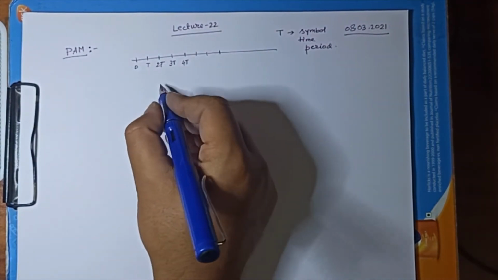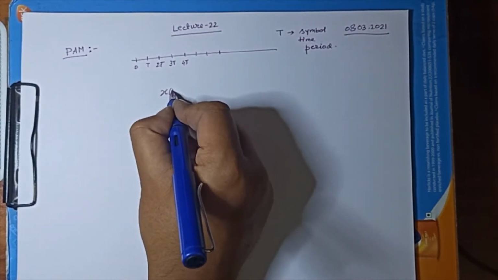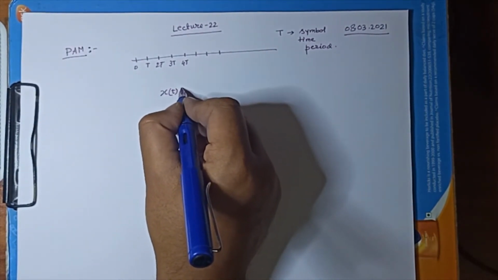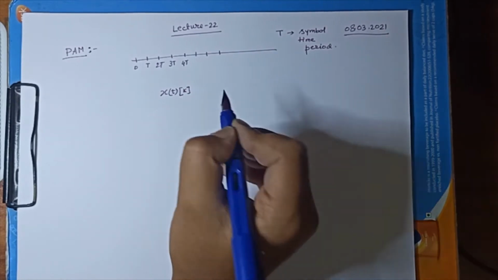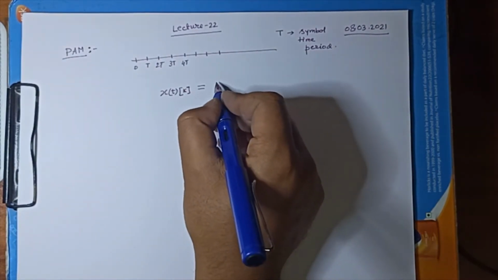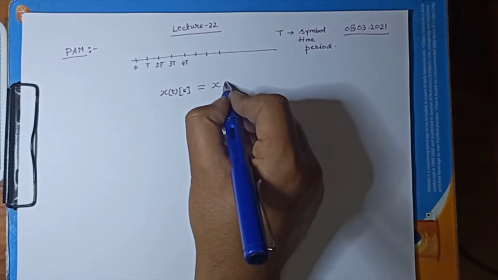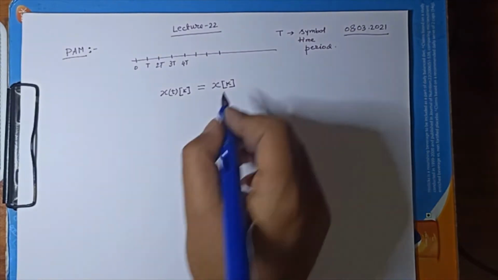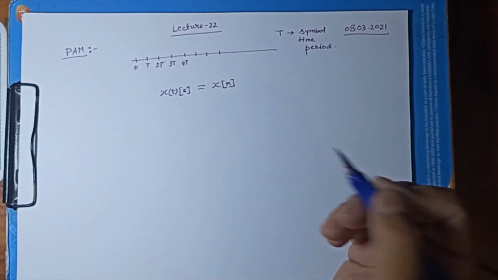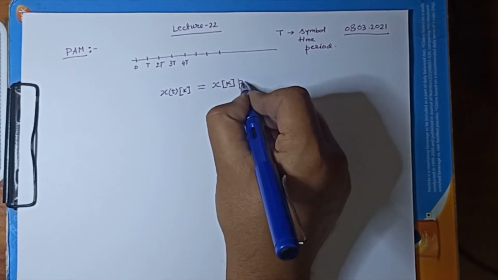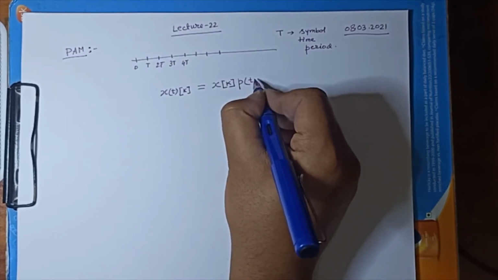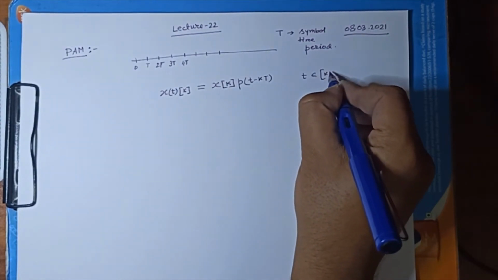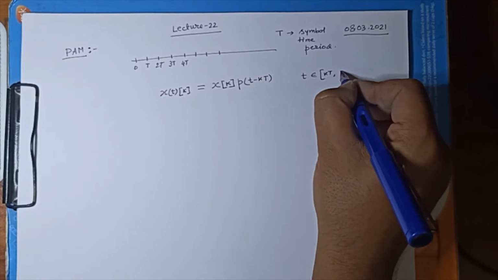So we can write x(t) for the kth interval, in a third bracket. This is equal to essentially the value x_k in the kth time interval multiplied by the basis function. So basis I am writing to be p, p(t minus kT) suppose. So this is true for when t is within kT and (k plus 1)T.